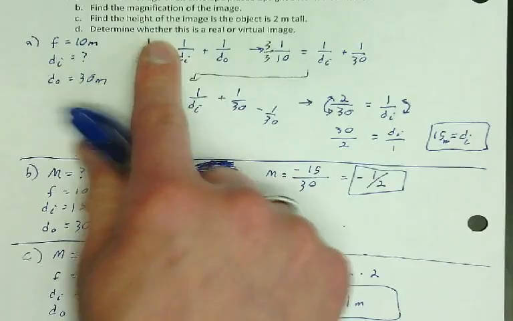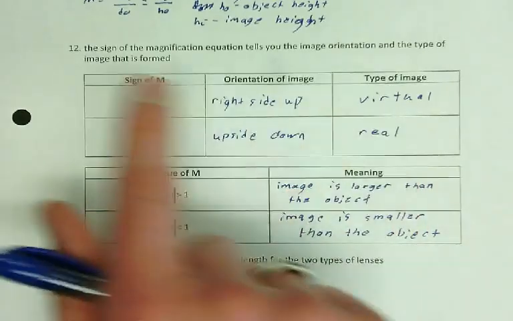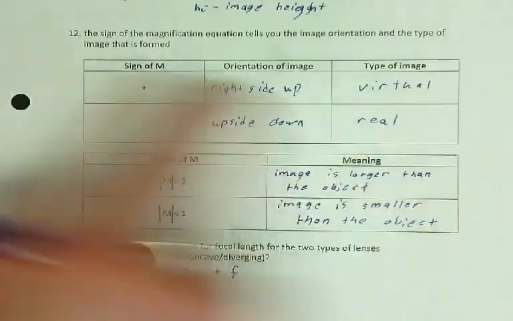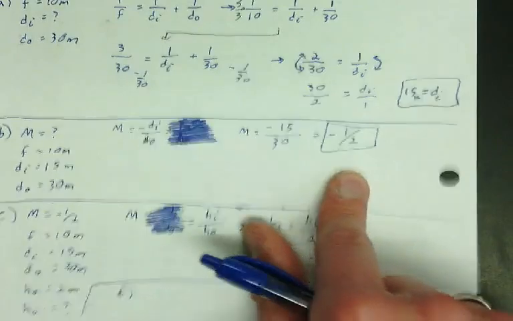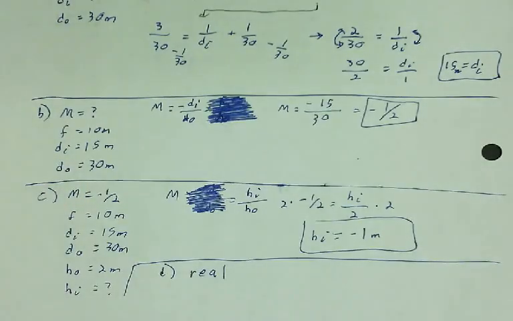Which brings us to D. Determine whether it's real or virtual. Here's how you do it. If the sign of m is positive, it's virtual. If the sign of m is negative, it's real. The sign of m is negative, it's real. That's it. That's all you got to do. Just look at the sign of m, figure out if it's positive or negative. That's if it's real or virtual. That's it.